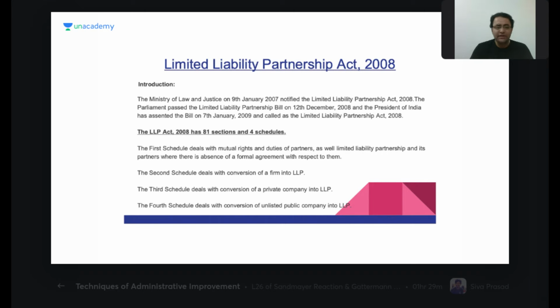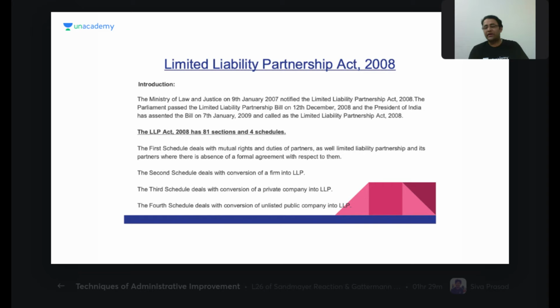All right. So, the Ministry of Law and Justice on 9th January 2008 notified the Limited Liability Partnership Act 2008. The Parliament passed the Limited Liability Partnership Bill on 12th December 2008, and the President of India assented to the bill on 7th January 2009 and called it the Limited Liability Partnership Act 2008.